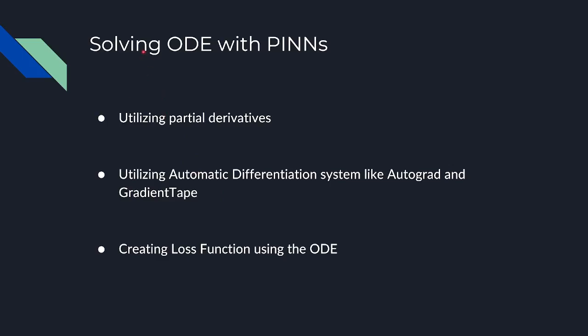In this lecture we'll be trying to solve ordinary differential equations with PINNs. For that we'll be utilizing partial derivatives. As you all might know, partial derivatives are an important part of any neural network. These are used in the backpropagation process. We'll be using automatic differentiation systems like autograd and GradientTape. Autograd is available in PyTorch and GradientTape is available in TensorFlow, and these are used for differentiation and partial differentiation. So we'll try to create a loss function using the ordinary differential equation, and we'll try to minimize it, and we'll see that voila, it solves the ordinary differential equation.